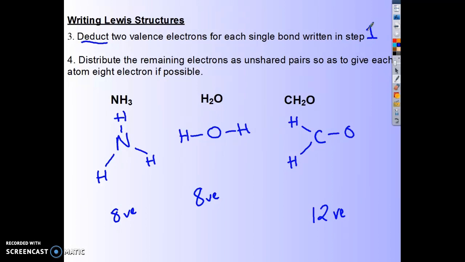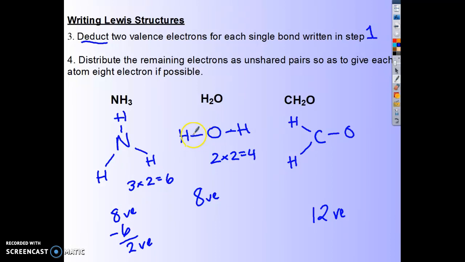Okay? All right. So let's see. We have this structure. It has 1, 2, 3 single bonds. So 2 valence electrons per single bond. That's 3 times 2. 6 electrons we're subtracting. So 8 minus 6 leaves us with 2 valence electrons. Okay? All right. Now let's do that for this one. We've got 1, 2. 2 times 2 gives us 4.